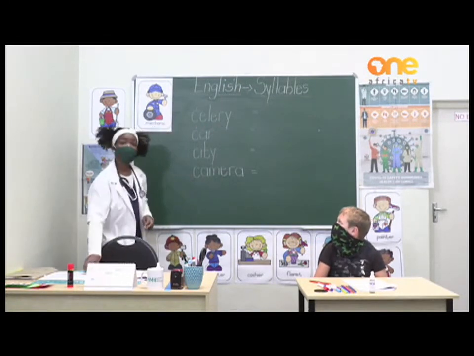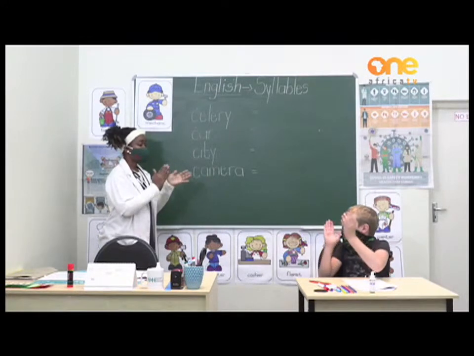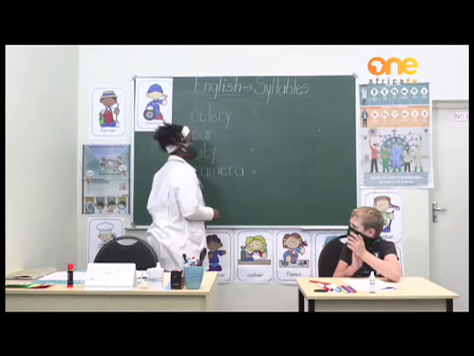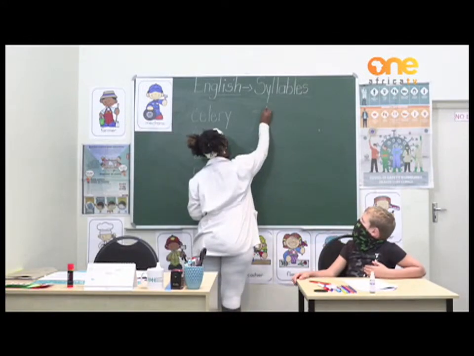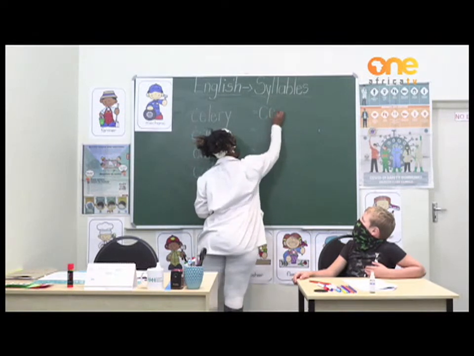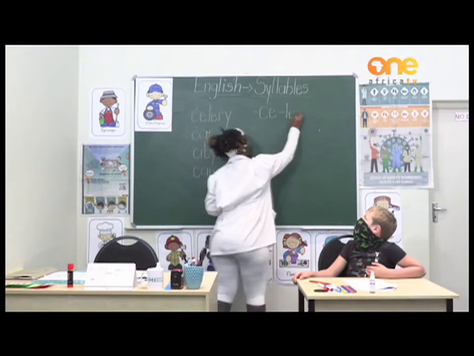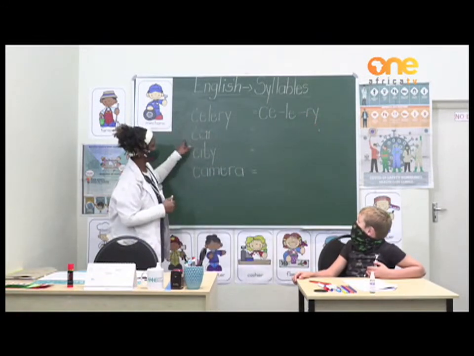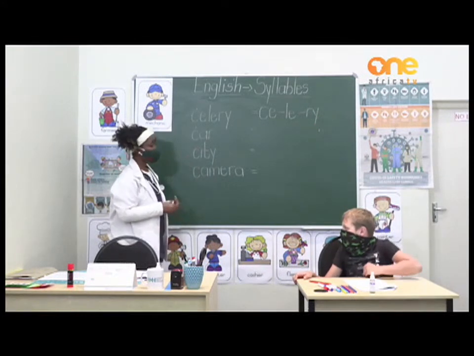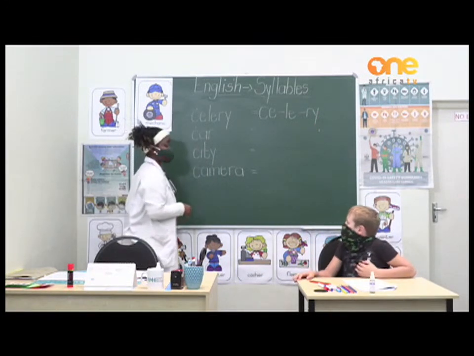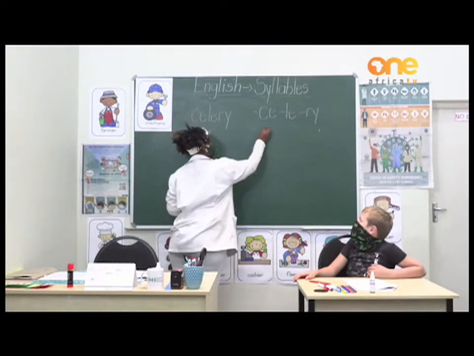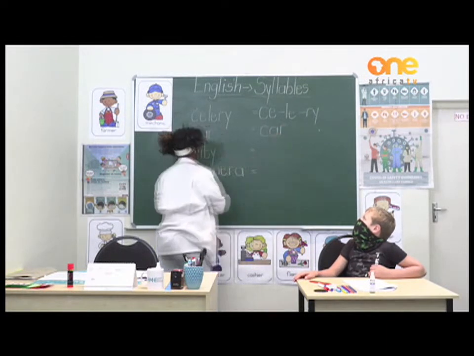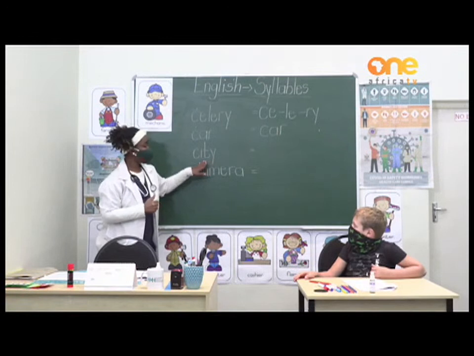Celery, and then we have to clap the word celery. Celery. How many syllables do we have there? 3 syllables. So this is how we break the words. Good. How about the word car? Let us clap the word car. Car. How many times do we clap it? It's only 1. So the car word stays the same. It's only 1 syllable.